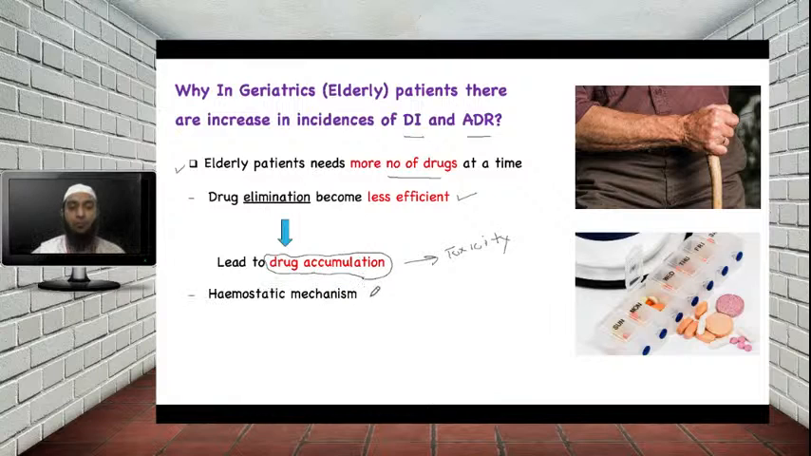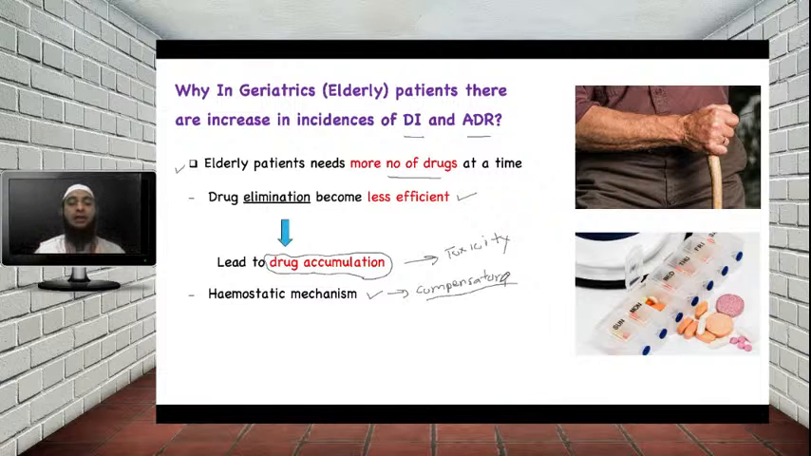Likewise, the homeostatic mechanism, also called the compensatory mechanism in the body. Suppose one organ is not working, then the role of that organ is generally taken over by another organ or another system present in the body. For example, if there is a small change in blood pressure, it can be compensated by the body itself by an increase in heartbeat. The heartbeat will increase, cardiac output will increase, and it will normalize the blood pressure.